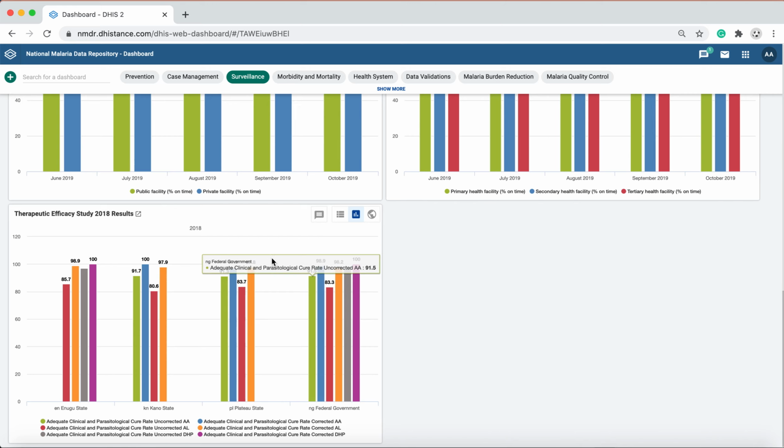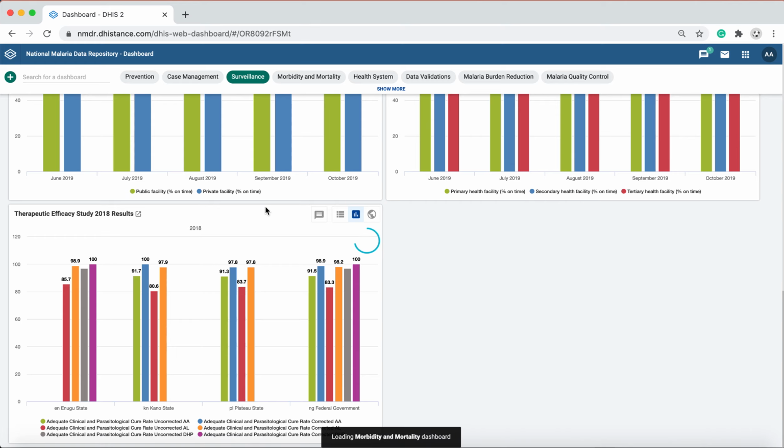You can see AL standing at 98% as well. Then you can see the DHP standing at 100%. So this is a very important finding for us, especially the corrected ones, which are the ones where you've removed reinfection through the course of tracking. So this is information that we're working on getting a trend that will show the efficacy of the drug over the years, whether or not there is a dip as you go along.